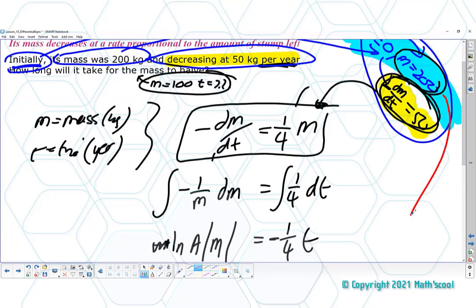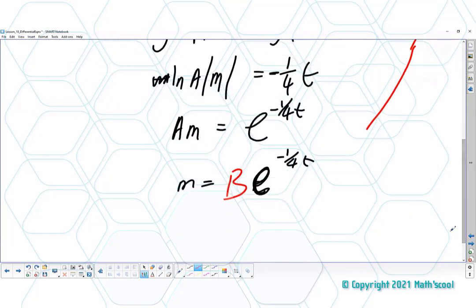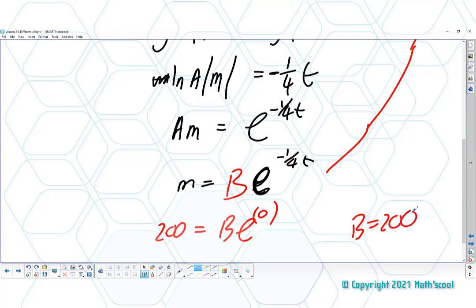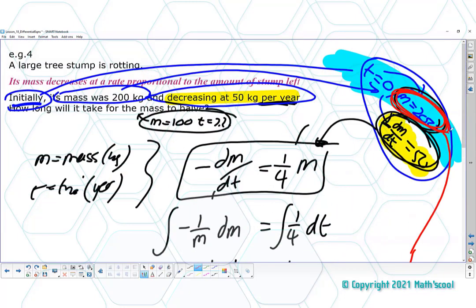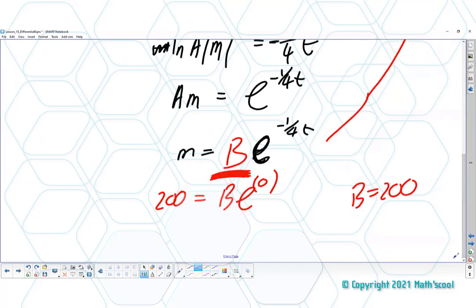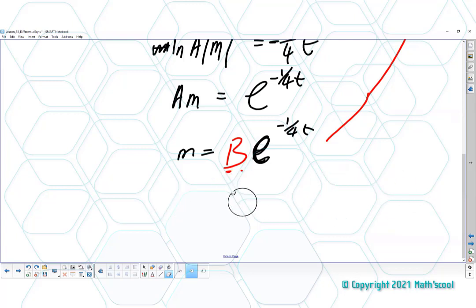Now you're putting in t is 0, m is 200. b is 200. Didn't I tell you that this number here in front of the e on an exponential decay equation or an exponential growth equation, that number b will always be the initial amount, which is 200 in this case. It turns out it's 200, but we knew it was going to be 200. We didn't need to do that calculation. This comes up so often that you'll end up wanting to speed it up a bit.